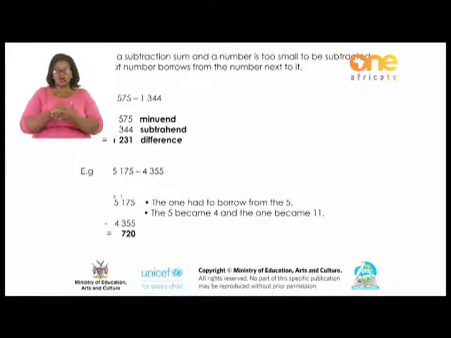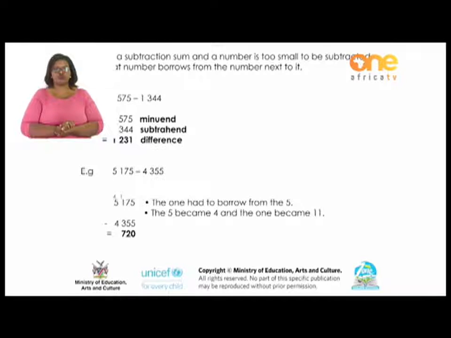Let's try another example. 5,175 minus 4,355. We write our big number on top, 5,175. We write the small number at the bottom, 4,355. And now we minus it from each other. 5 minus 5 is equal to 0. 7 minus 5 is equal to 2.